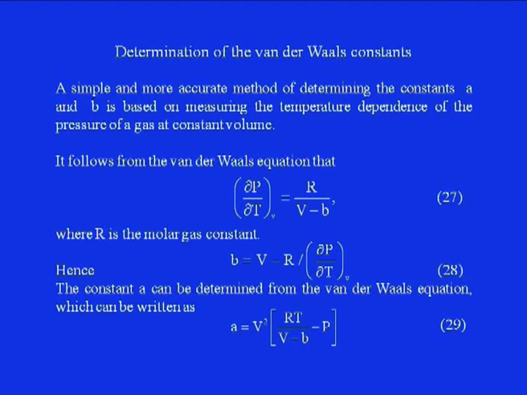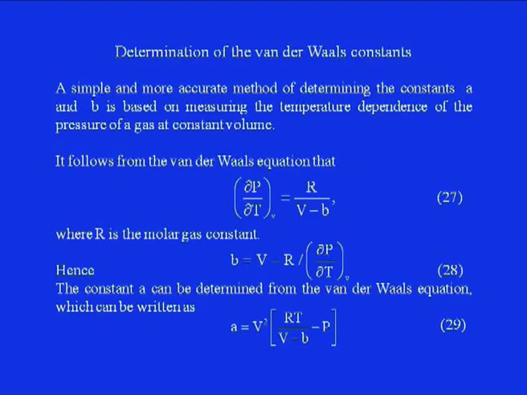The constant a can be determined from the van der Waals equation, which can be written as a equal to V squared into (RT/(V − b) − P). This is simple from the van der Waals equation. Then, if you substitute in equation 27, we get a equal to V squared into (T ∂P/∂T at constant V − P), where V is the molar volume, which can be expressed as V equal to V naught m by M, where small m is the molar mass and capital M is the mass of the gas in the vessel of volume V naught.